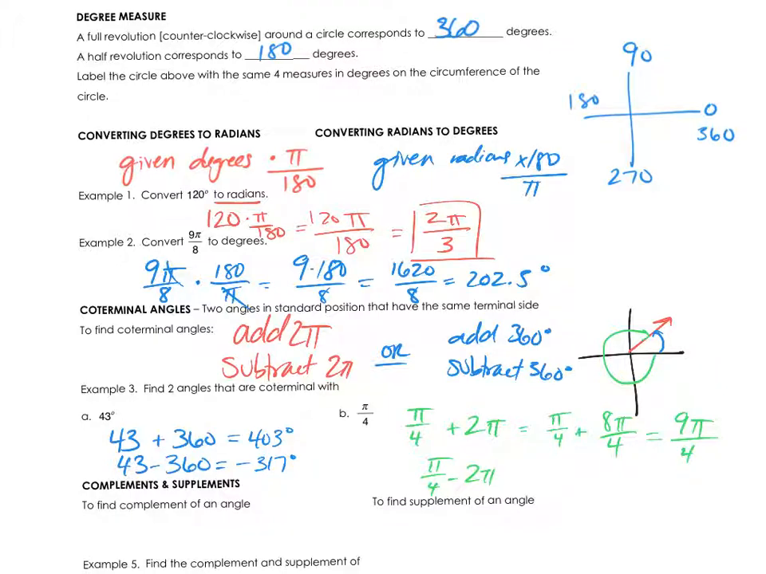pi over 4. And then if I'm going to subtract, I still have to have common denominators. So it's going to be the same thing, except now a minus. So it is pi over 4 minus 8 pi over 4, and 1 minus 8 is negative 7 pi over 4, and those are my two answers.